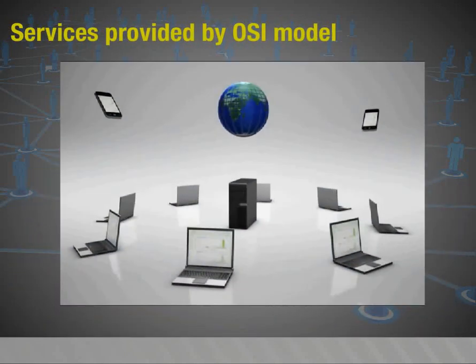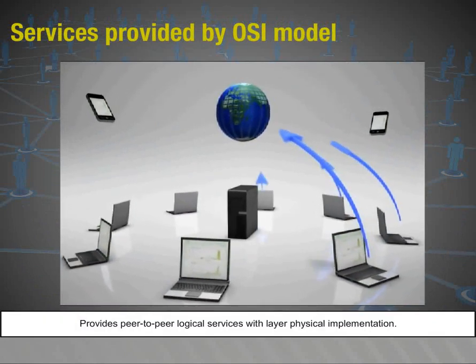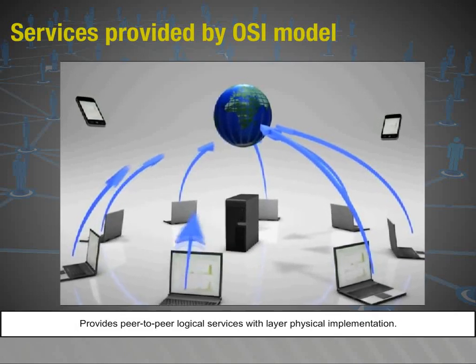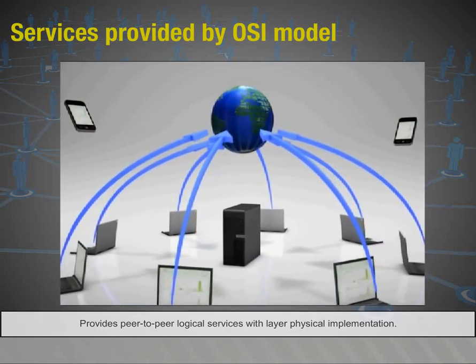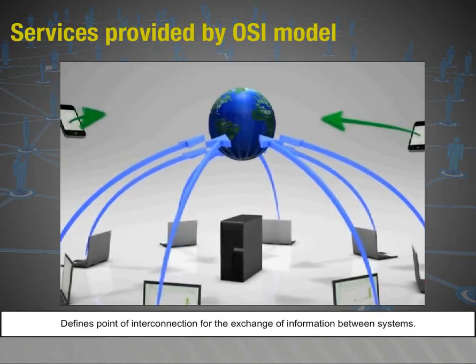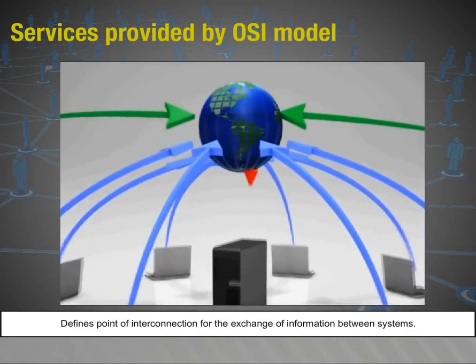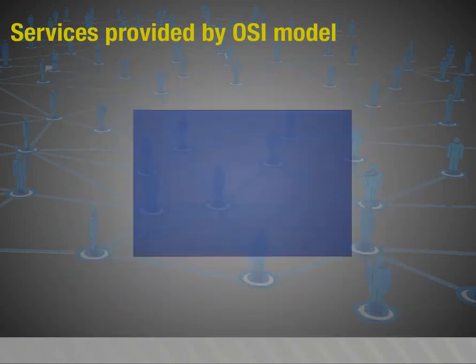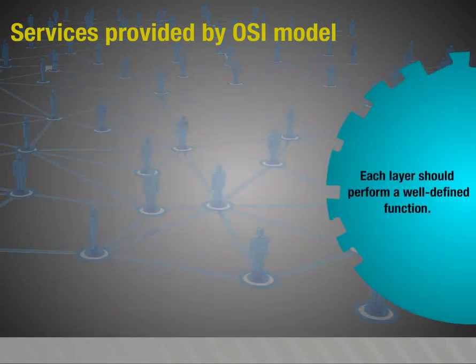Services provided by the OSI model: It provides peer-to-peer logical services with layer physical implementation. It provides standards for communication between systems. It defines the point of interconnection for the exchange of information between systems. Each layer should perform a well-defined function.